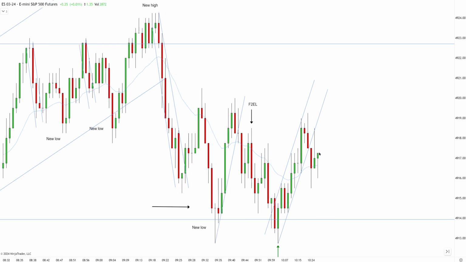And this is not only second entry long, this is also new low. This is the lowest low. First attempt to sell, pullback higher, first entry long, second attempt to sell, failure. There's going to be a break above this bar. So we have double high probability setup.